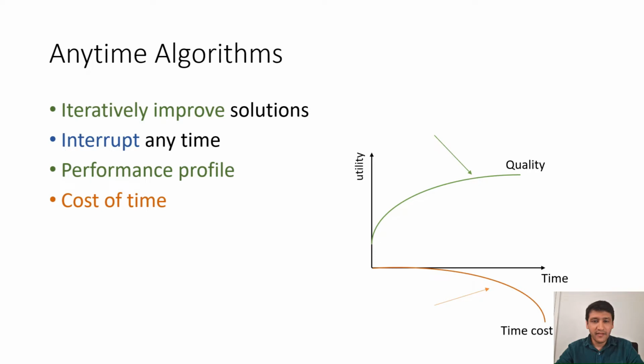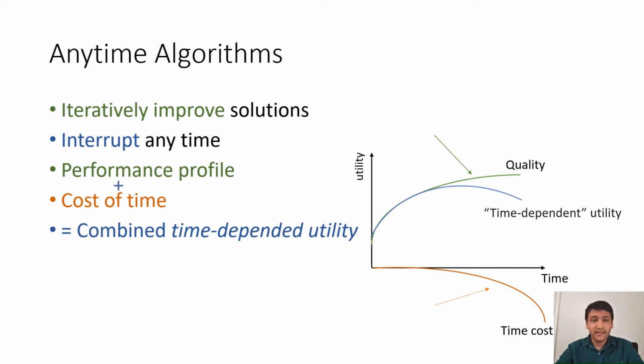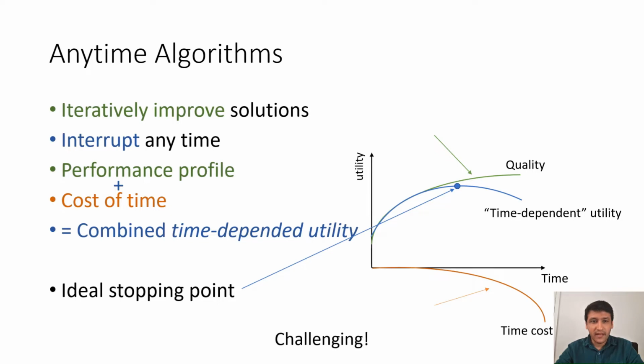Considering that in the real world there is a cost associated with execution time as well, there is a combined utility called the time-dependent utility that we should maximize. In other words, there is an ideal stopping point that strikes a balance between quality and time. And determining that point is challenging because the performance profile is not known in advance.